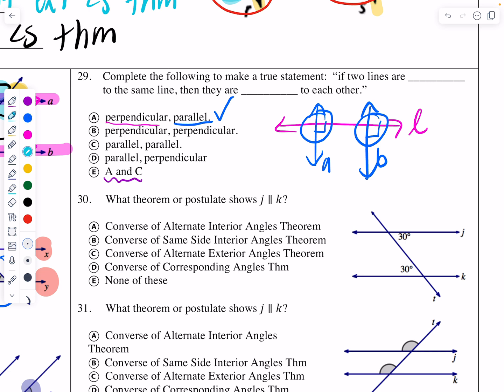So now let's check C, parallel and parallel. If two lines are parallel to the same line, A is parallel to B, and B is parallel to C, what does that mean about A and C? Those also must be parallel to each other. And so we know that E is going to be the answer choice. That is correct because both of those are true. You could test the other two. Those would be false.